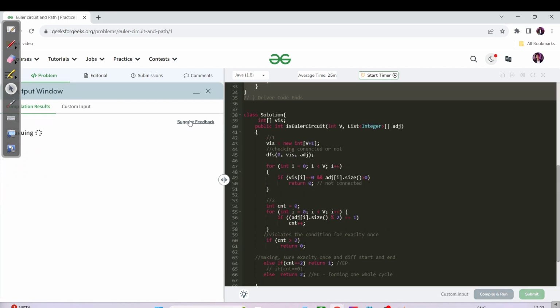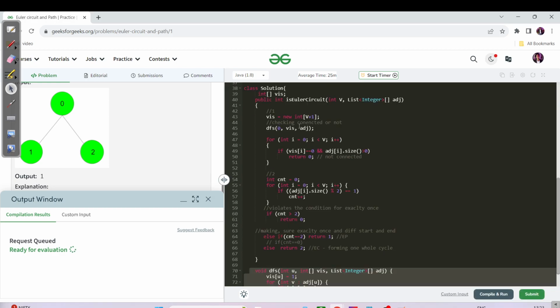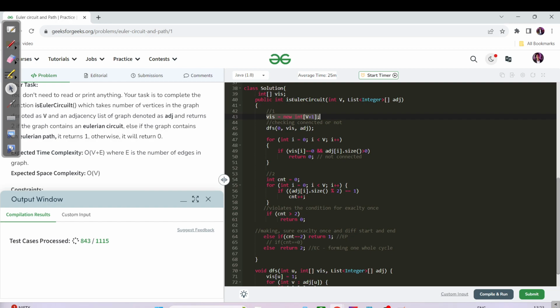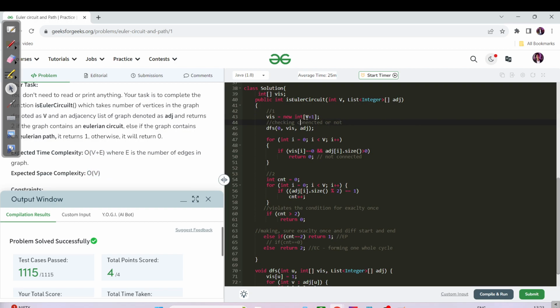Let us hit the submit button. Since we are running the DFS and using V space for the visited array, the time and space complexity would be the same as the DFS. The DFS takes V plus E, so that is why V plus E is here, and O of V to store the visited vertices, right?